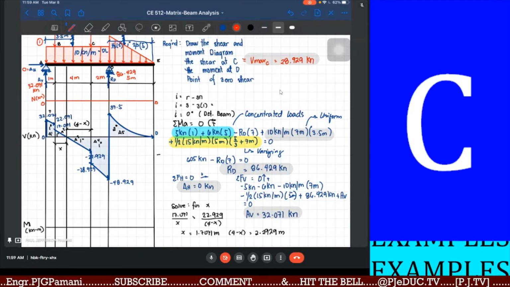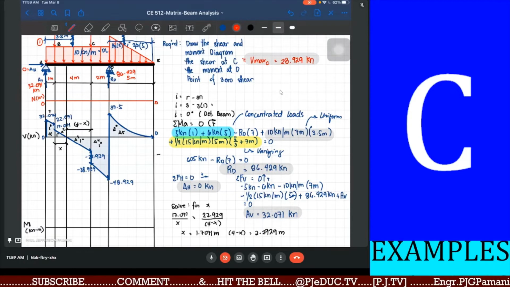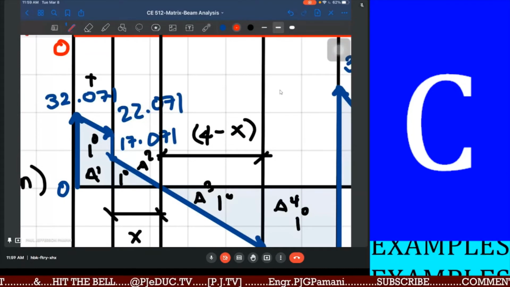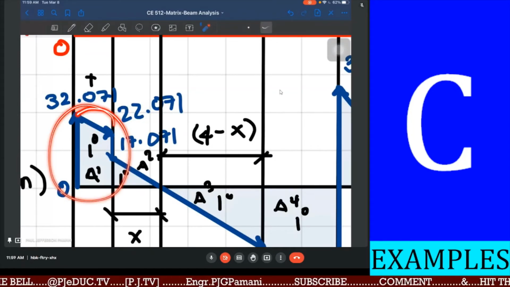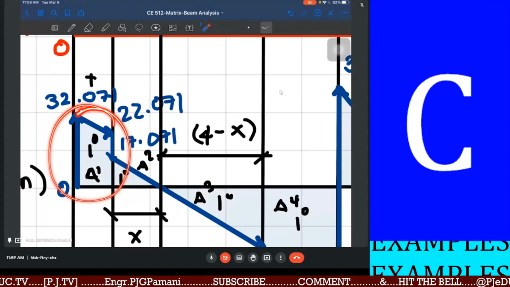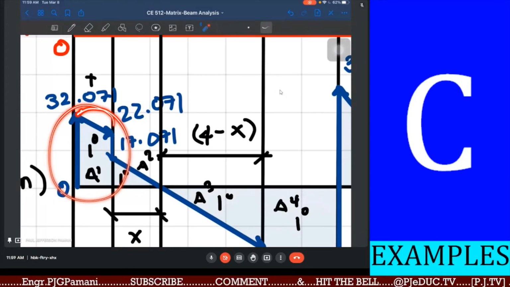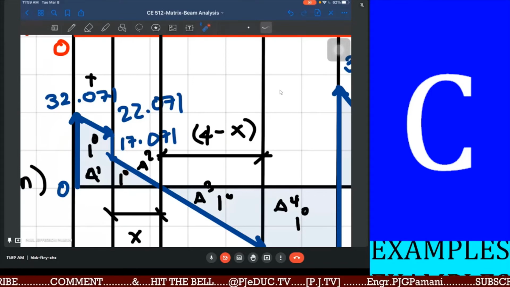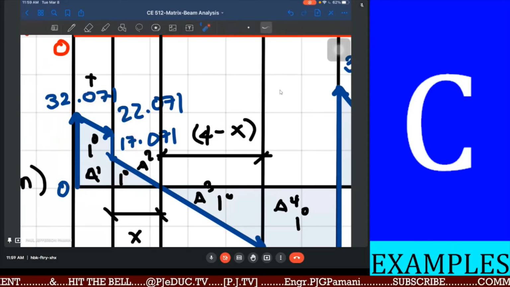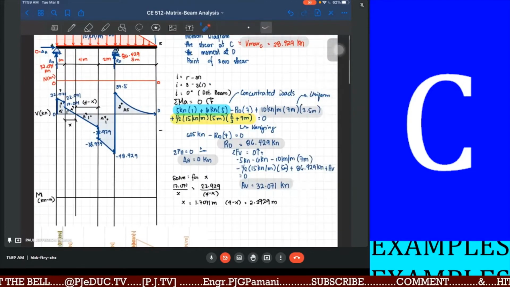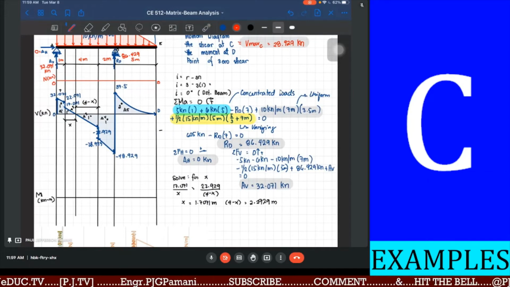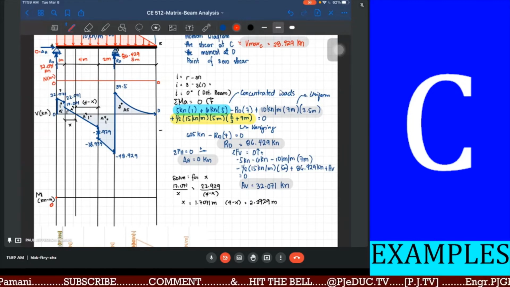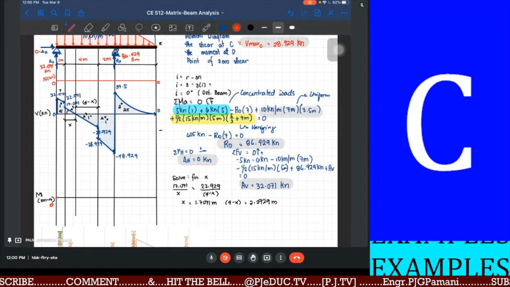So what is the area of a trapezoid? Ano yung area ng ating trapezoid? Anong area ito? Trapezoid, right? Oh, compute that area of that trapezoid. Note that there is no moment at the hinge support, so we will have to start at 0. Okay? Ano yung area ng trapezoid?